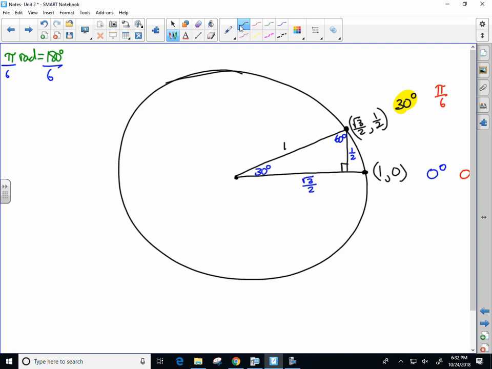But let's move on to the next special angle, which is 45 degrees. So I'll make a note of that over here somewhere, 45 degrees. Kind of chuck it in here, 45 degrees. I'm going to drop an altitude again. Also 45 degrees up here.